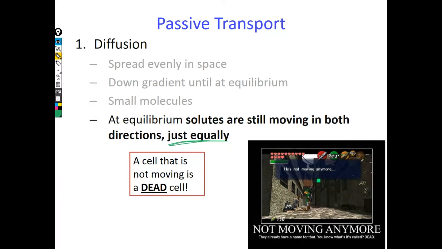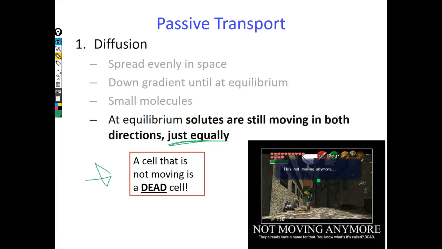Okay, the key thing to remember, okay, if a cell isn't moving, it's dead. Okay, just like if you're not moving, you're dead. Okay, even when you're sleeping, you're still moving, right? You're breathing, you're tossing and turning, okay? Your eyes flutter, okay? You're still moving. Your blood is still pumping.